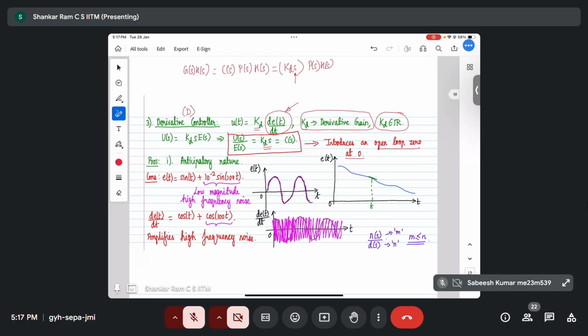But ultimately, you and I want the open loop and closed loop transfer functions to be proper. So I hope we recall when a transfer function is called proper. When the denominator power is more than the numerator power. Exactly. When the order of the denominator polynomial n is greater than or equal to the order of the numerator polynomial m. If you look at the derivative controller Kd s, then m is 1 and n is 0. So Kd s as a standalone block is not proper.